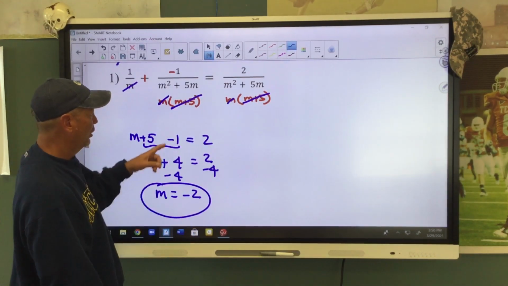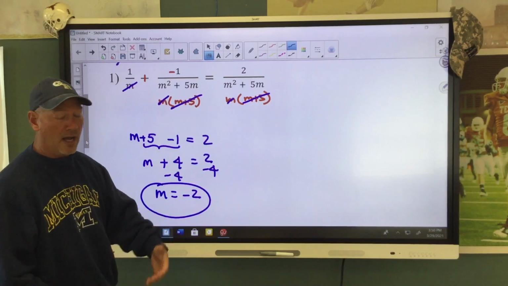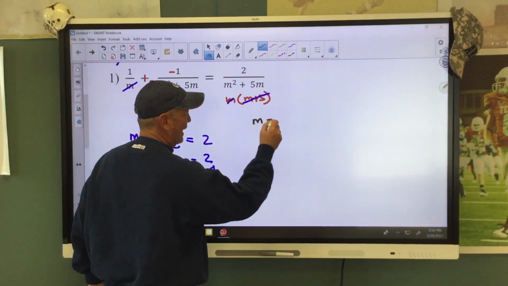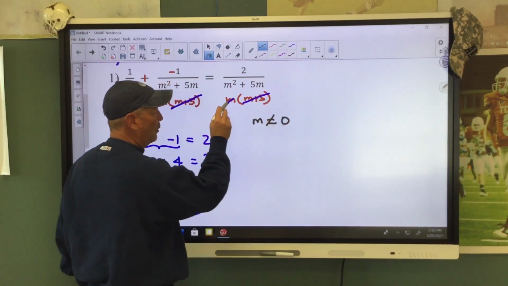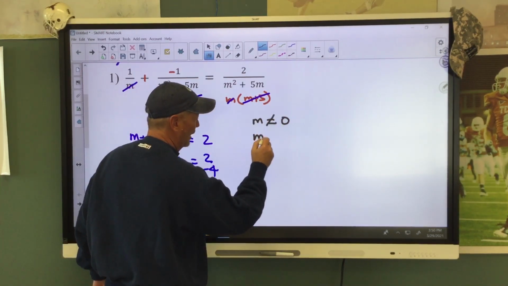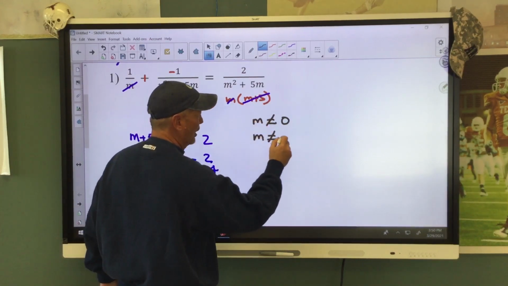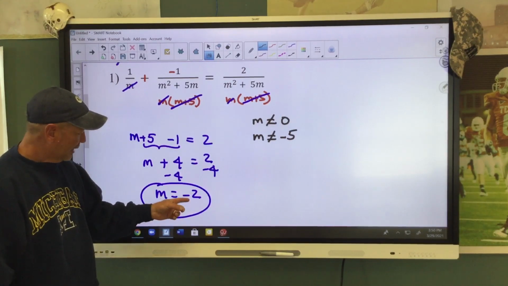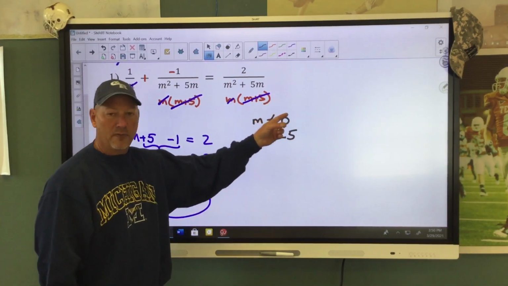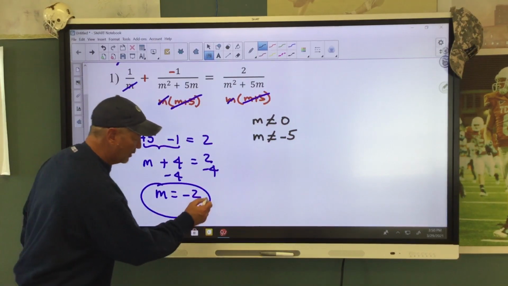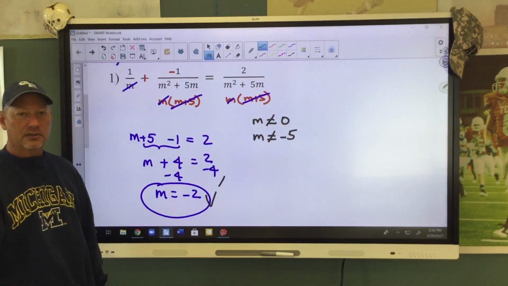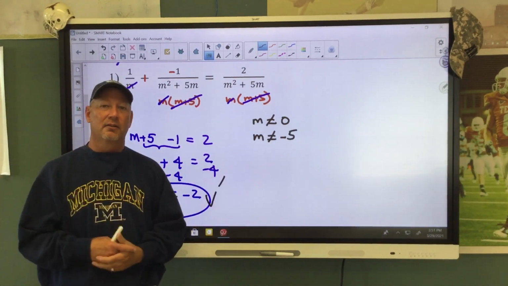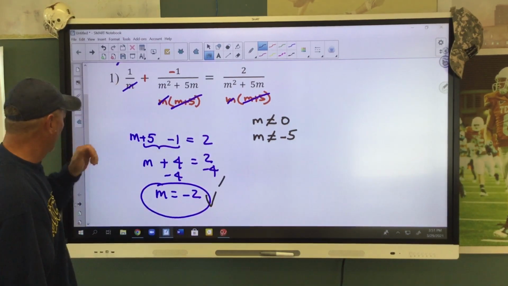Look up here. Remember what our excluded values were. Our excluded values should have been m cannot be equal to 0, m cannot be equal to -5. That's good. This is a -2. It is neither one of those excluded values, so this is a good answer. I'm okay with this. Okay? A lot easier once we make the fractions go away. Let's try another one.